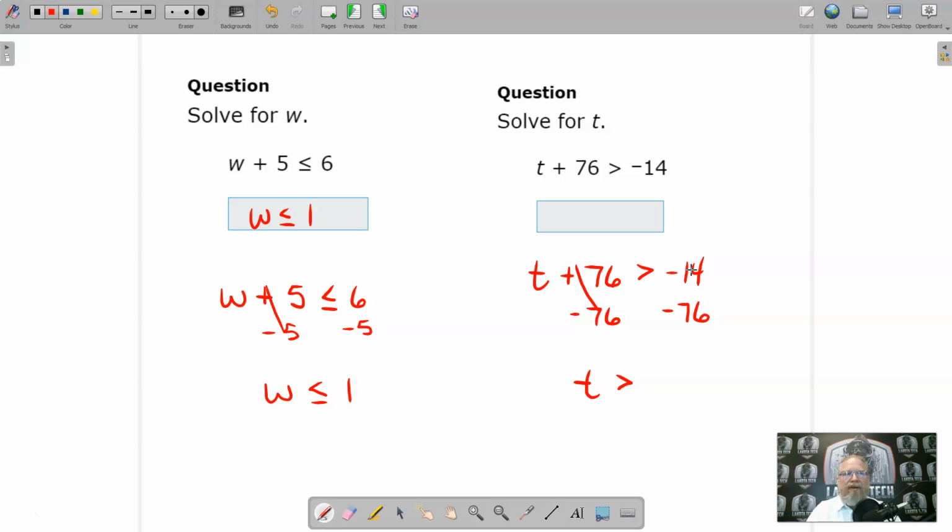And over here, I have negative 14, and I'm actually adding negative 76. So it's negative plus negative. Going to get even more negative. And 76 plus 14, well, 76, 86, 4 more is 90. So T is greater than negative 90.